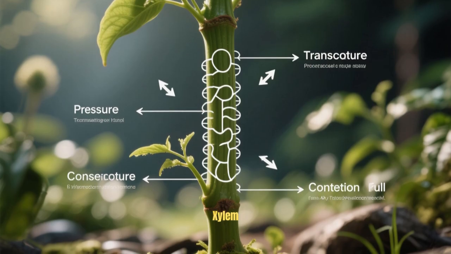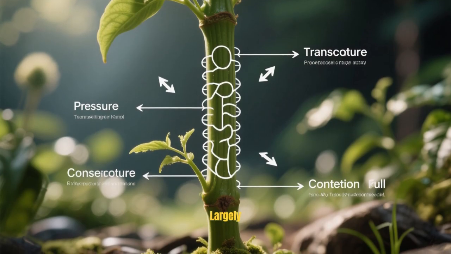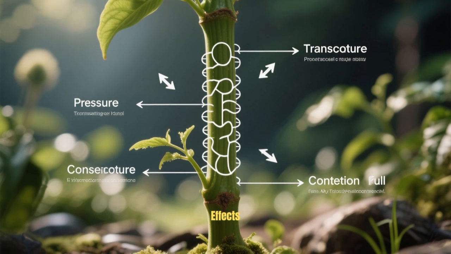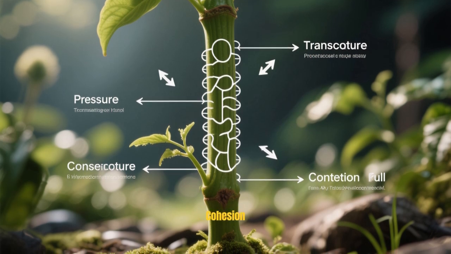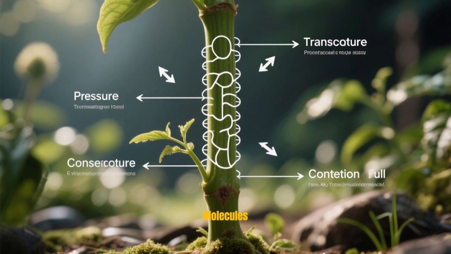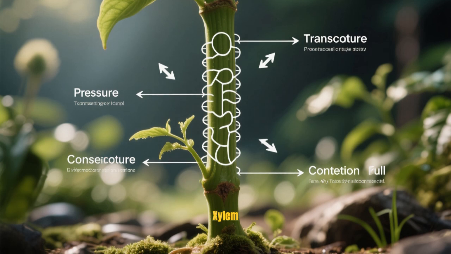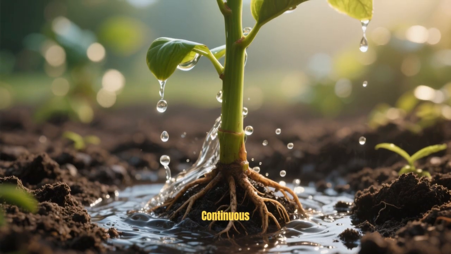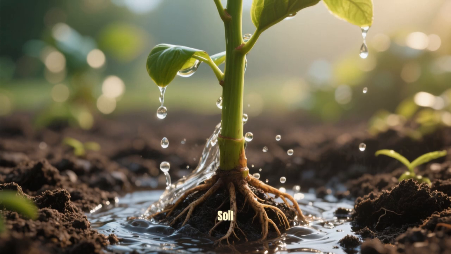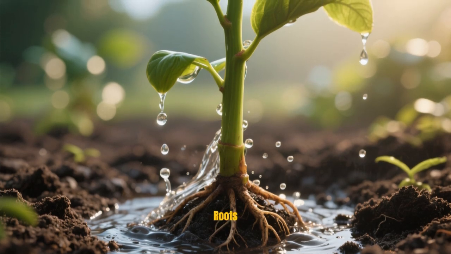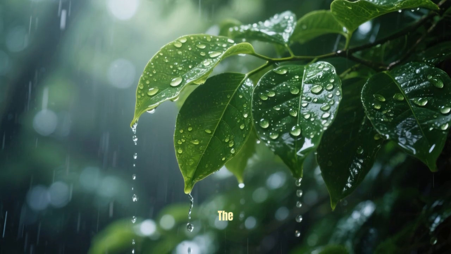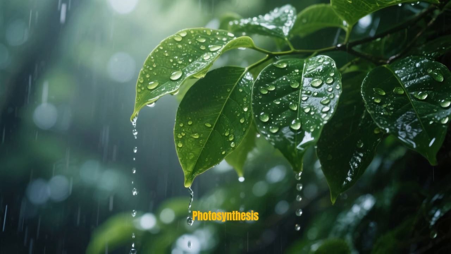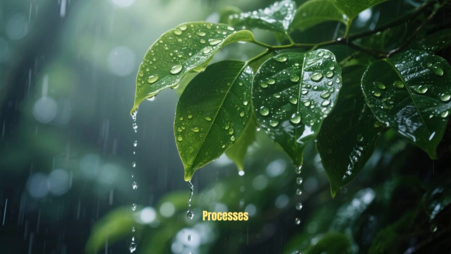Stem pressure and xylem transport are therefore largely influenced by the combined effects of transpiration pull, cohesion between water molecules, and adhesion to the walls of xylem vessels. Together, these forces create a continuous upward movement of water from the soil, through the roots and stem, and finally to the leaves where it is used in photosynthesis and other metabolic processes.